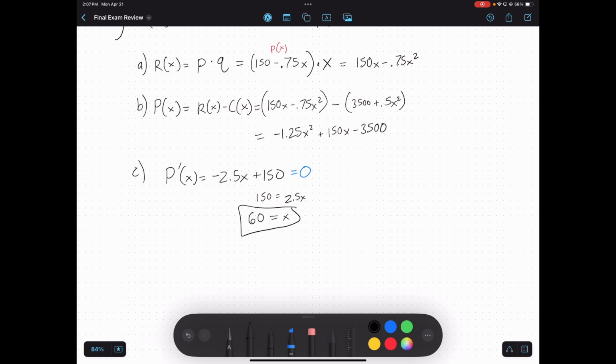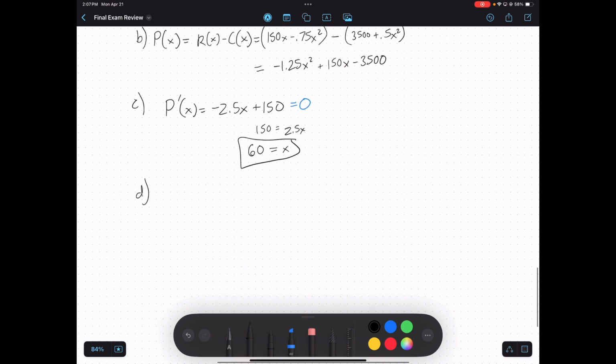Very nice. And then it keeps going a little bit, and this is just kind of busy work at this point. Now it wants, so what is that optimal profit? D is asking, so if 60 suits optimizes your profit, what is that optimal profit? What does that tell you to do? Yeah, plug 60 into your profit function, not your derivative profit function, it's your profit. So negative 1.25 times 60 squared plus 150 times 60 minus 3,500. Then I think you get $1,000. So you get $1,000 worth of profit.